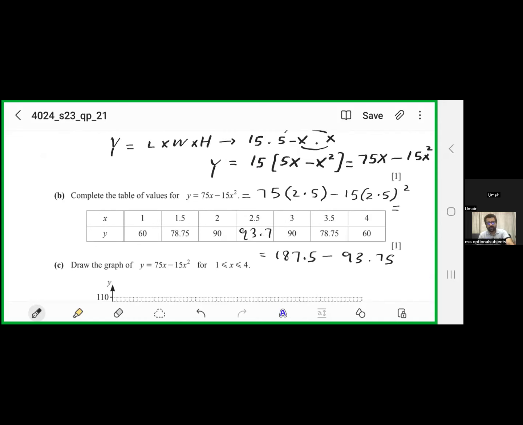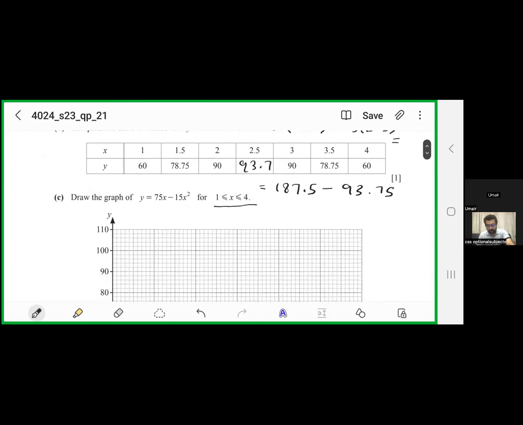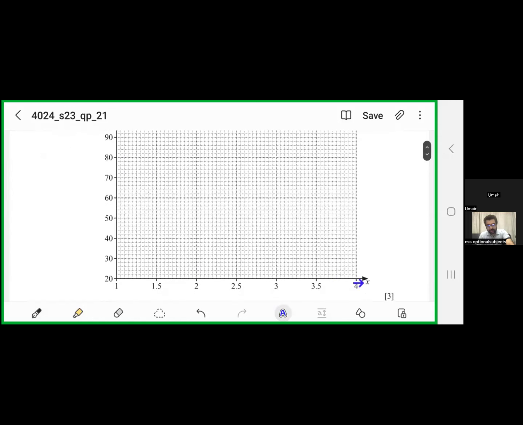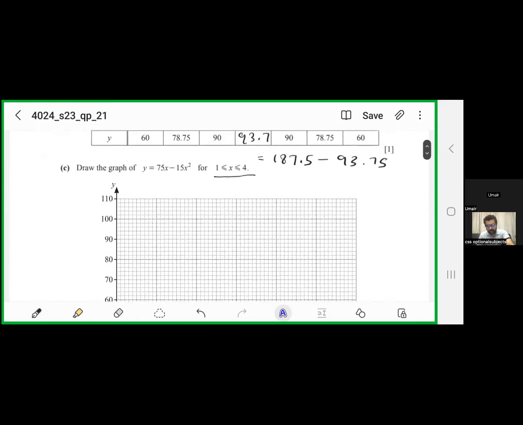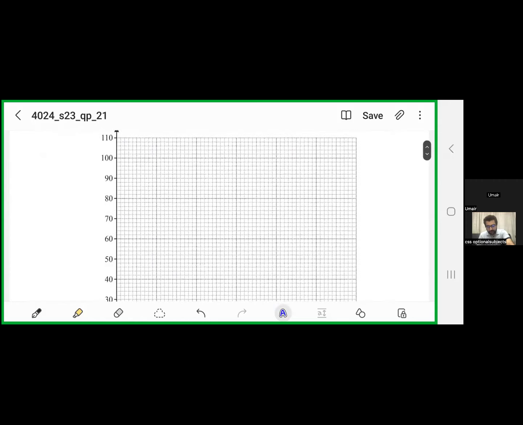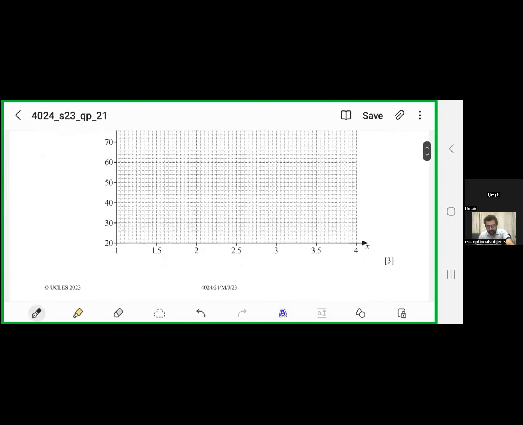Now you have to draw the graph of y is equal to 75x minus 15x square, and these are the values of x for which you have to draw the graph, from x equal to 1 to x equal to 4. Upon this graph, we have to plot values of y and values of x. Now, if you see the first point, the coordinates are x equal to 1, y is equal to 60. So you have to plot it.